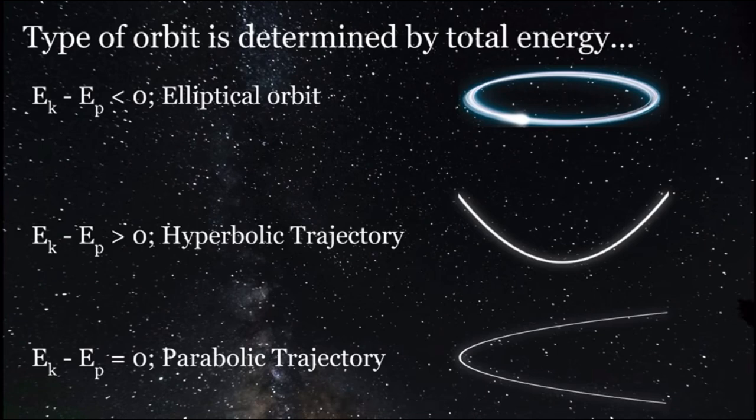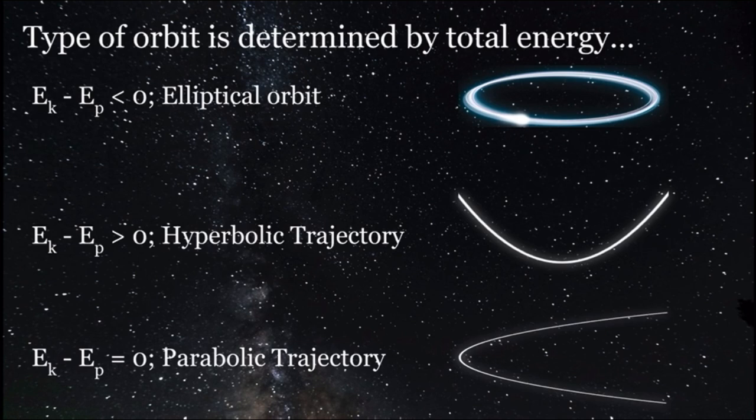We can compare the kinetic energy and the potential energy, and that will help us determine the kind of orbit or trajectory the spaceship will have around the black hole. If the difference between the kinetic energy and potential energy is less than 0, or the potential energy is greater than the kinetic energy, it will have an elliptical orbit and will not escape the black hole. If the difference between kinetic and potential energy is greater than 0, or it has more kinetic energy than potential, it will have a hyperbolic trajectory, exiting very quickly.